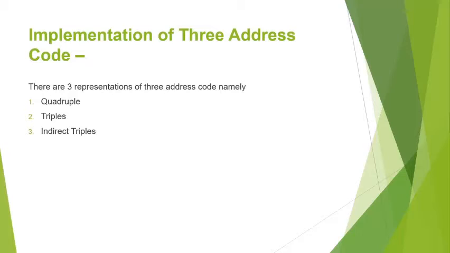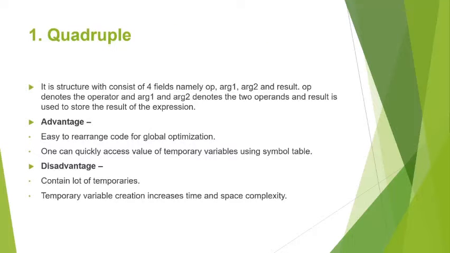So the 3-address code implementation has 3 representations. One is quadruple representation, second one is triples representation, third one is indirect triples representation. So one by one we are going to discuss. First we are going to discuss the quadruples representation.